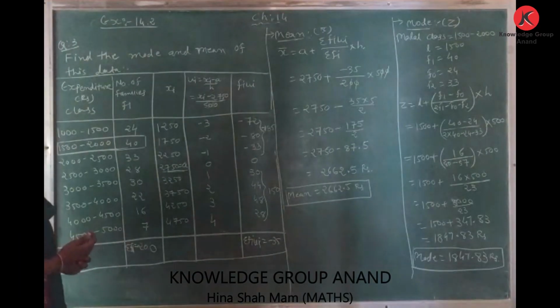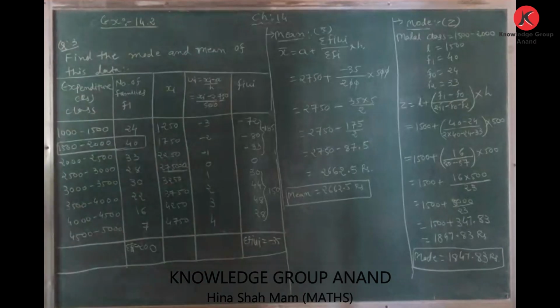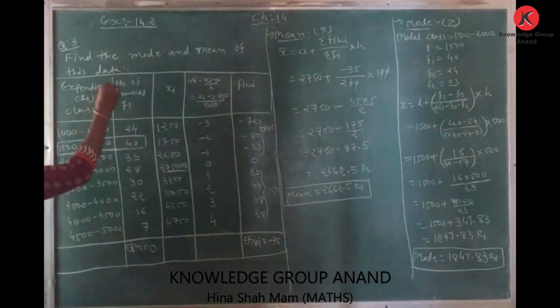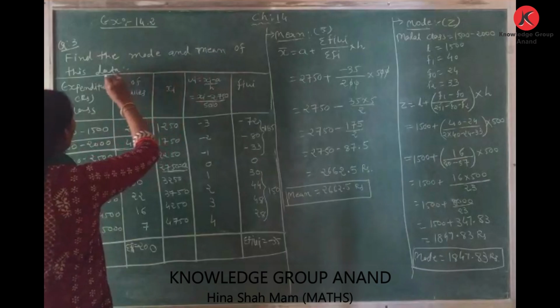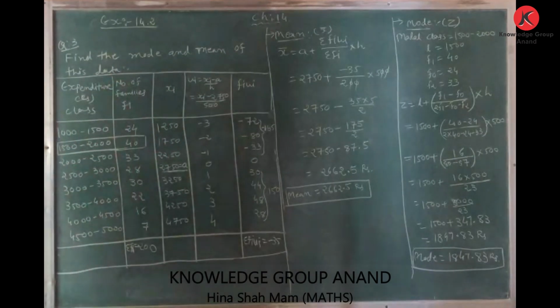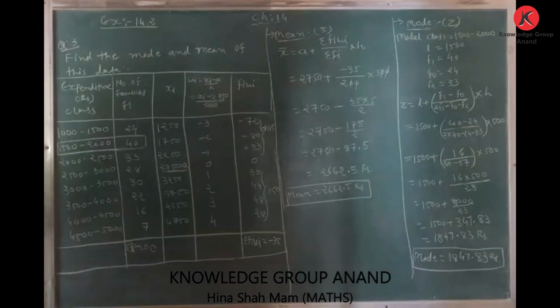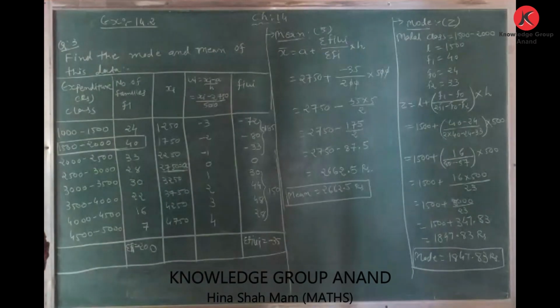Exercise 14.2, question number 3. Find the mode and mean of this data. In this question, we find mode and mean. Also in this question, we have two things, mode and mean.